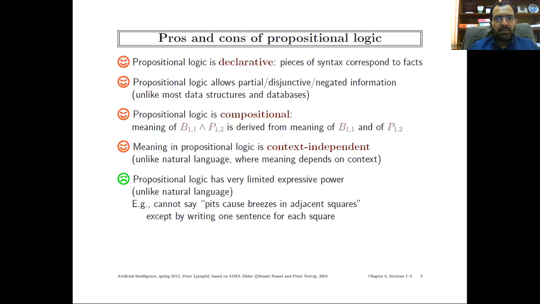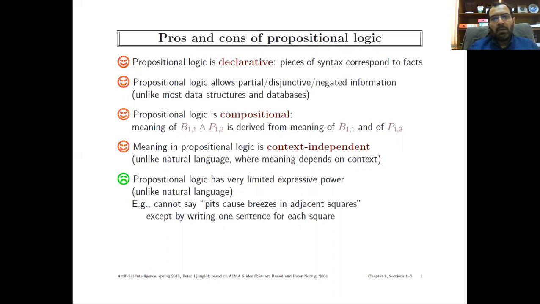Number one, propositional logic is declarative in nature. It is a declarative sort of representation, not a procedural representation. All the representation basically corresponds to the given facts. If you remember, whenever we have any representation of a fact, normally what we do is associate it with a symbol and then we process those symbols. So all the information itself is declarative in nature.